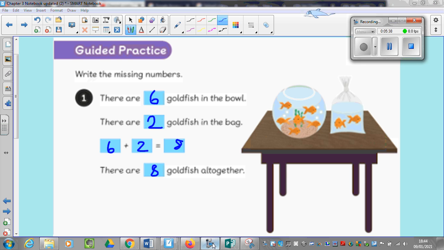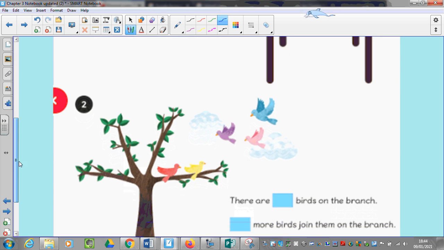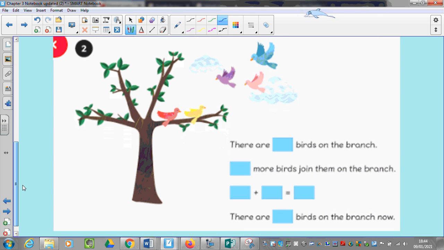Excellent. What time am I on? 5 minutes. Fabulous. Let's do one more down here. So I've got some birds on the branch, and I've got some birds who want to join them on the branch. Let's have a look. There are blank birds on the branch. We've got 2 birds on the branch, and then blank more birds join them on the branch.